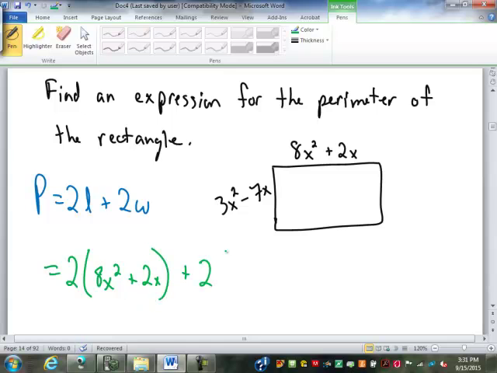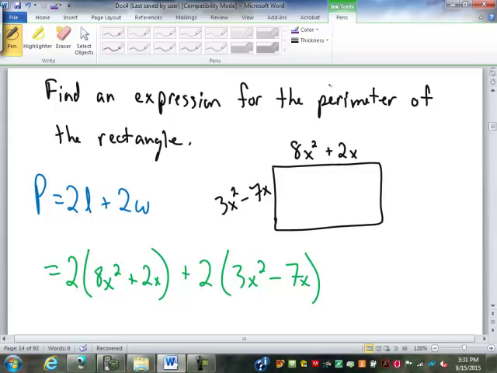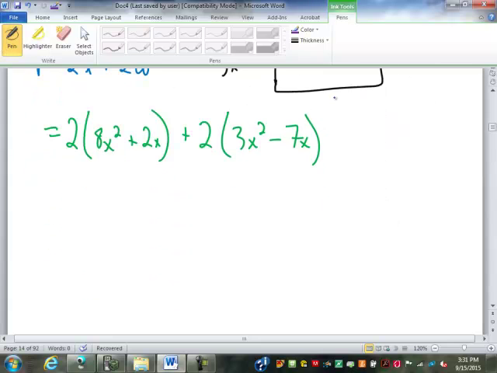And then for the width? 3x squared minus 7x. Good. It really doesn't matter which one we put where. They're kind of interchangeable in this formula. So now we're going to have to simplify it. We see parentheses. Parentheses should always scream at us, do something here first.